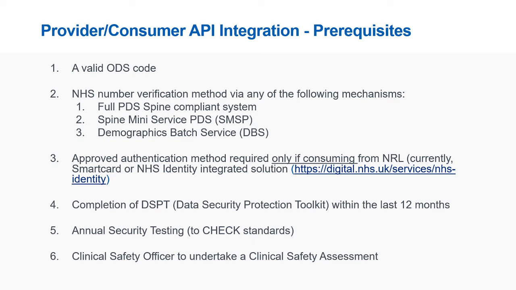This can either be using a smart card or an NHS identity integrated solution, such as the iPads that London Ambulance Service are currently using to access the NRL on the road using biometrics. You'll need to complete the Data Security Protection Toolkit. You need to undertake annual security testing on your solution, and you'll need a clinical safety officer to undertake a clinical safety assessment.